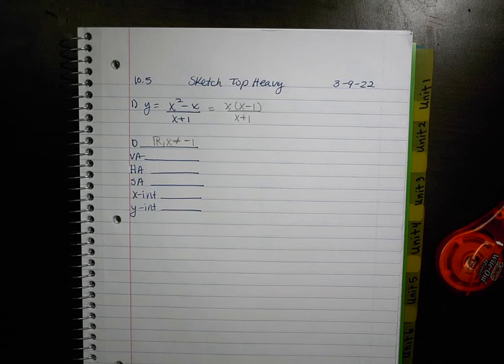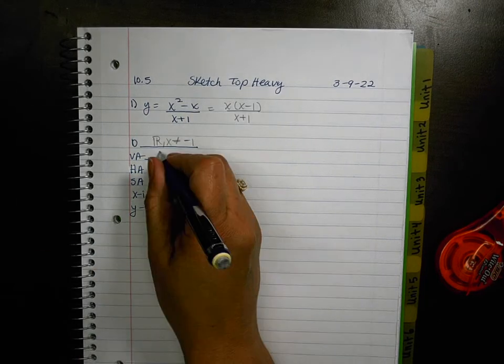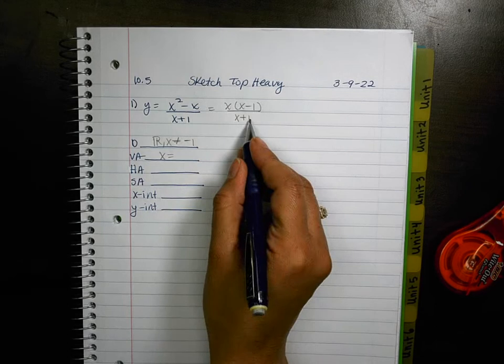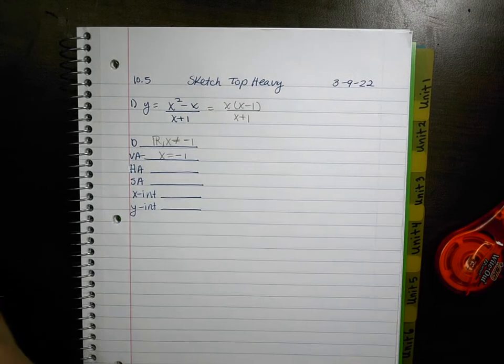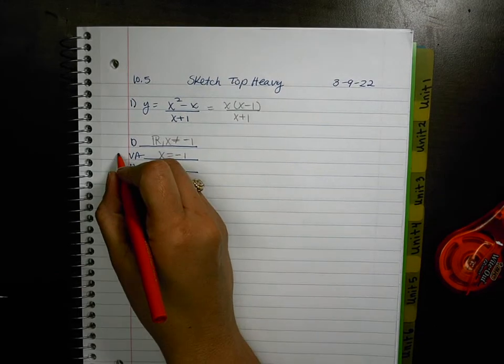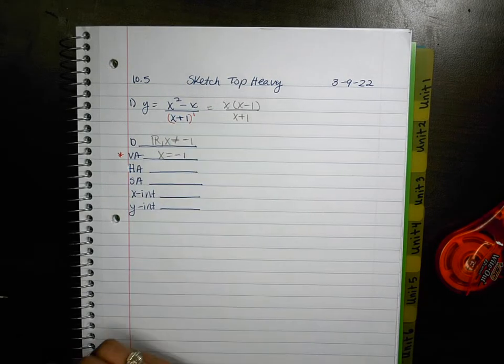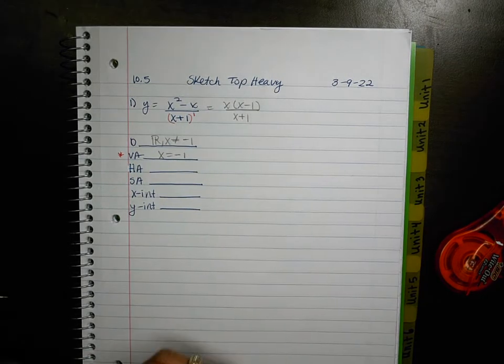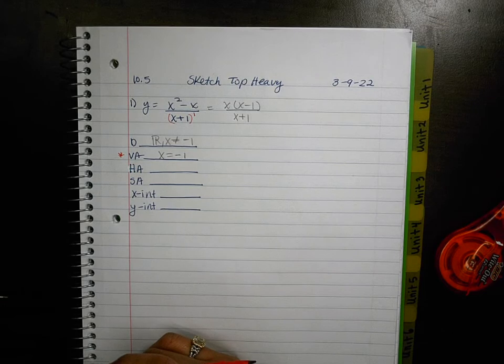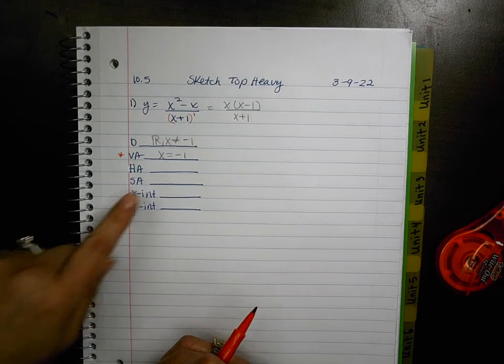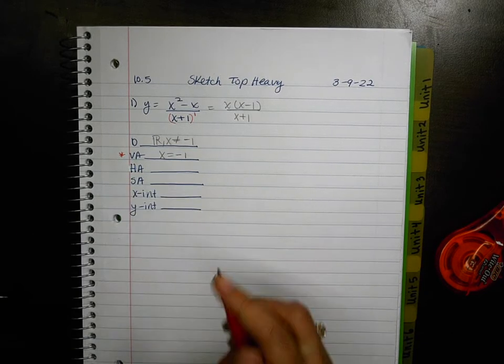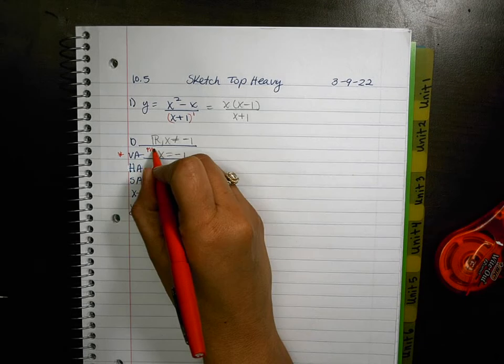What is the vertical asymptote? X equals what? -1. And I look for multiplicity because it's a vertical asymptote. And where do I find my vertical asymptotes? From the denominator. So that's where I look for the multiplicity. Do you guys agree the multiplicity is 1?